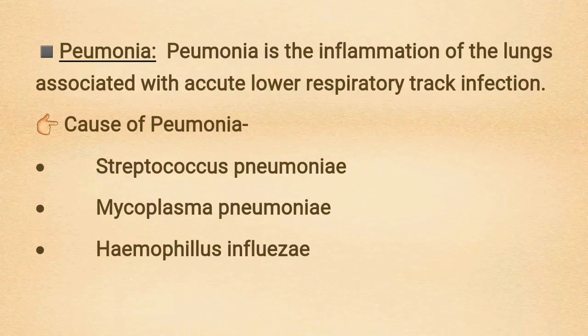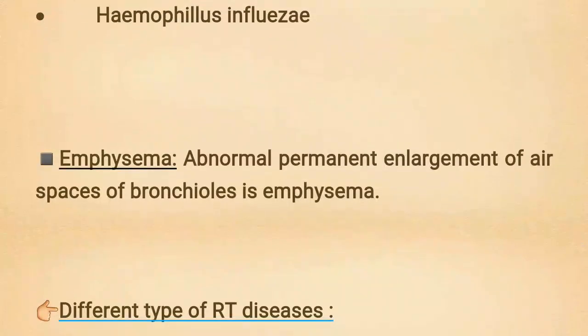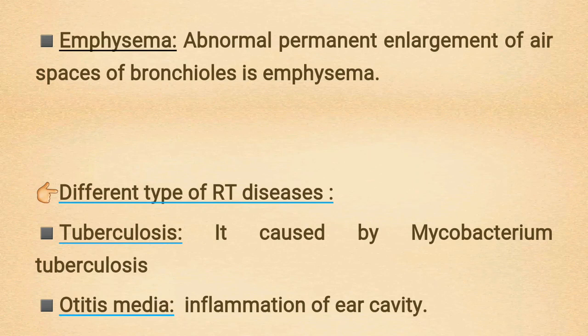Pneumonia. Pneumonia is the inflammation of the lungs associated with acute lower respiratory tract infection. Cause of pneumonia: Streptococcus pneumoniae, Mycoplasma pneumoniae, and Haemophilus influenzae. Emphysema: abnormal permanent enlargement of air space of bronchioles is called emphysema.